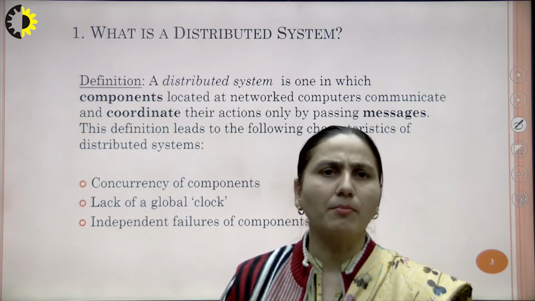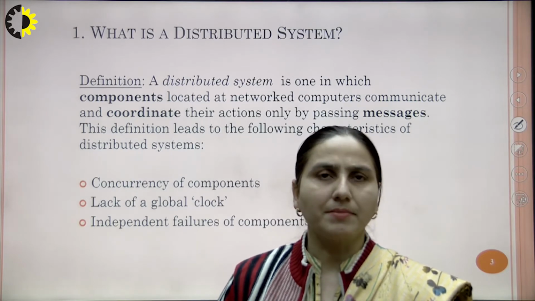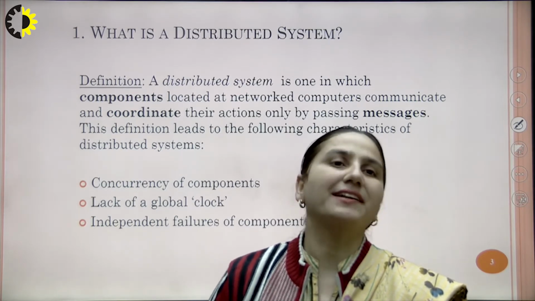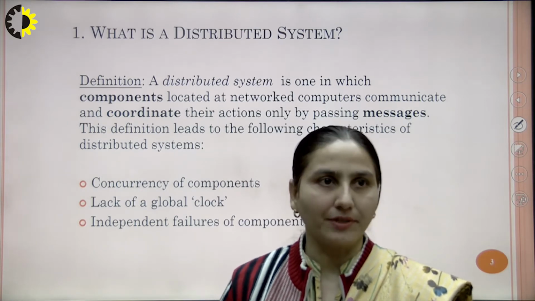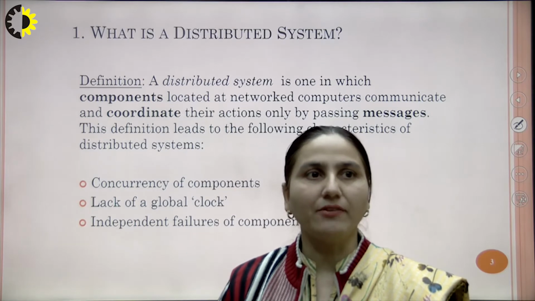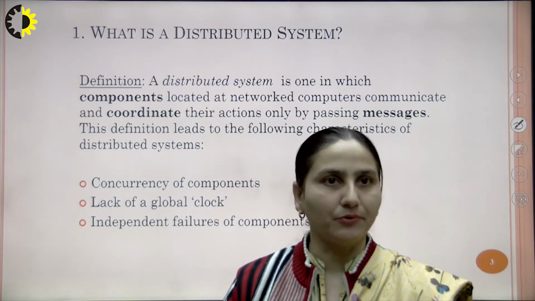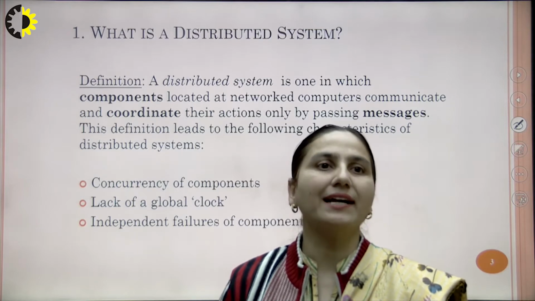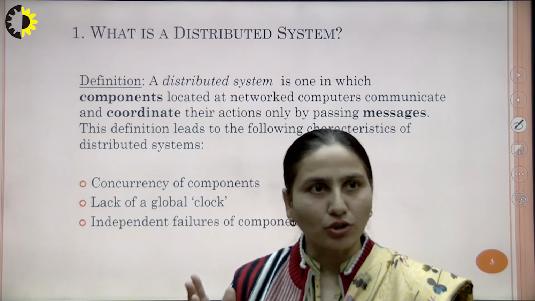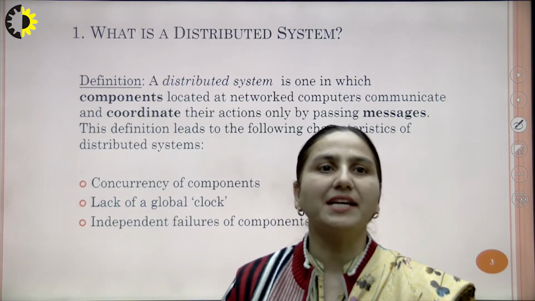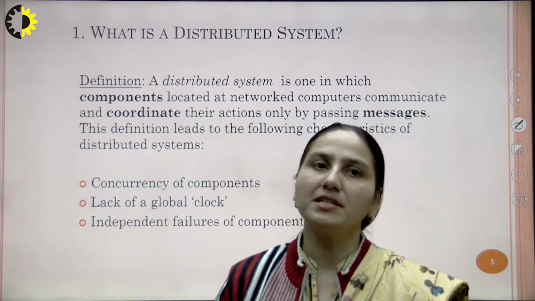If we talk about components, what are actually components in a distributed system? It can be a type of node that is connected with a computer, that is connected with a particular network. So, it is one in which we have different components and they are located at networks. That means the nodes located at the network system, these computers, communicate and coordinate their actions simply by the passing of messages.